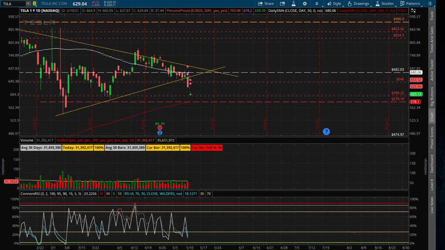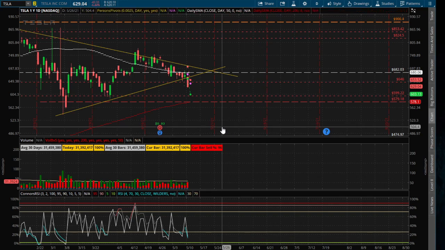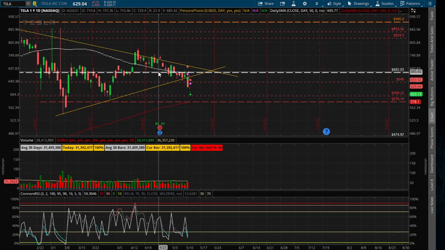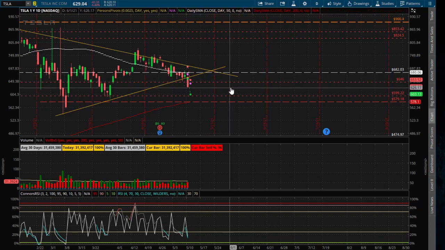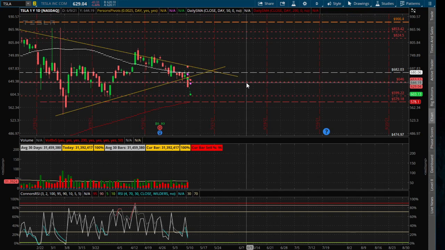So let's first take a look at the daily chart. One thing to note is that Tesla has lost the 50-day simple moving average at 682 and it is heading down. Today it crossed over 646, which was the previous support. In my last video, I called out that this is a fairly important support in between the 50 days and 200 days SMA. It lost that support.